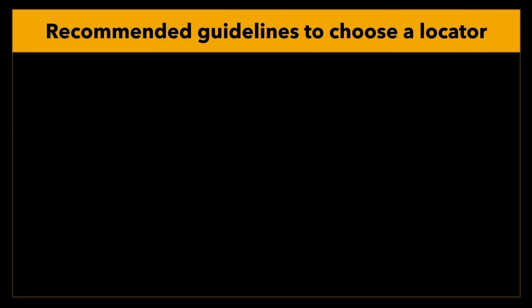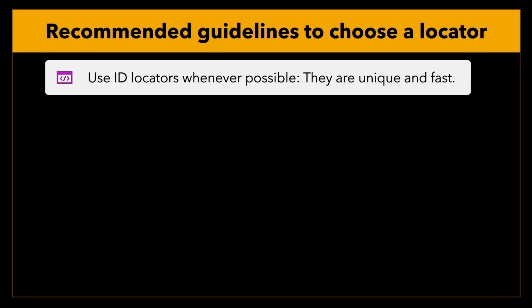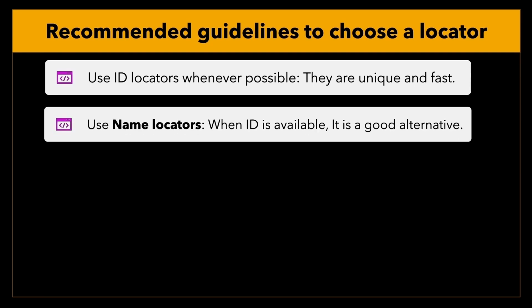The choice of locator depends on the specific scenario and the structure of the web page. Here are some recommended guidelines to choose a locator. Use ID locator whenever possible. They are unique and fast. Use name locator for form elements. When ID is not available, name is often a good alternative.